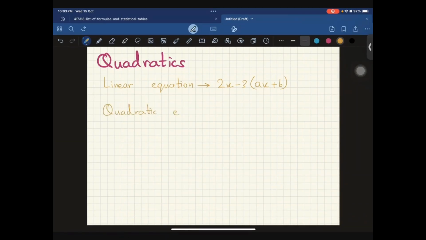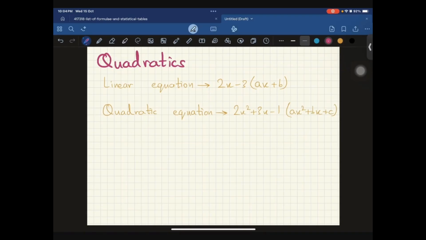Whereas quadratic equations are when the power of x is maximum 2. So in a linear equation, the power of x is 1. The power of x cannot be more than 1 in a linear equation. In a quadratic equation, the power of x can be 2 or it can be 1. So for example, 2x squared plus 3x minus 1, let's say. And then a general form for this is ax squared plus bx plus c.